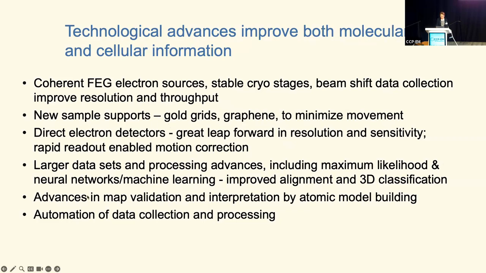And then people could start getting huge data sets, and the processing really advanced, and Sjors Scheres and others came along using maximum likelihood and machine learning and all these interesting things. And that is still going on and improving all the time, which is very exciting. And then map validation and interpretation is also improving, and all this is now being automated. In terms of automation, Bridget Carragher was one of the pioneers in that area.